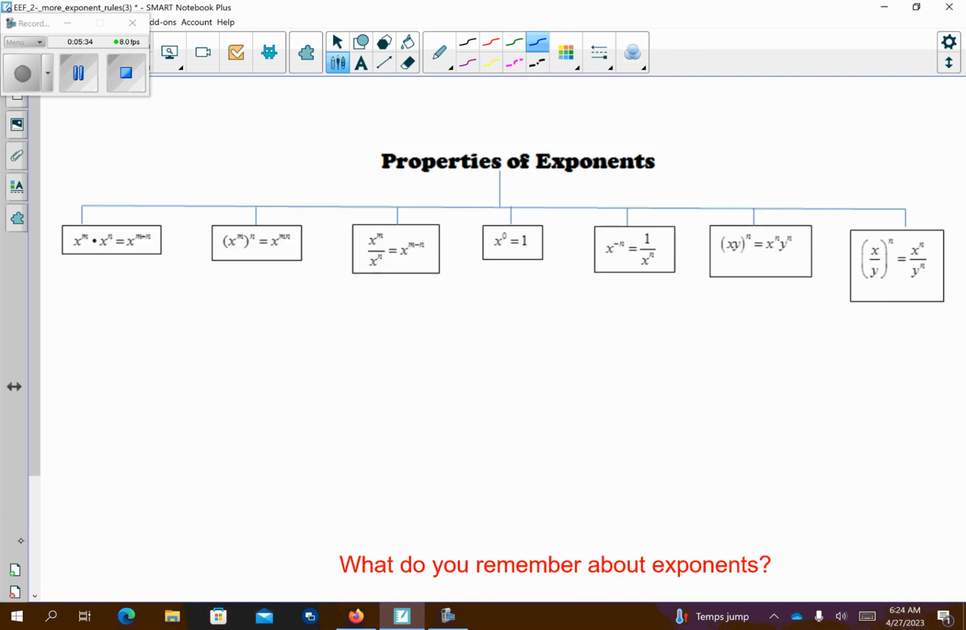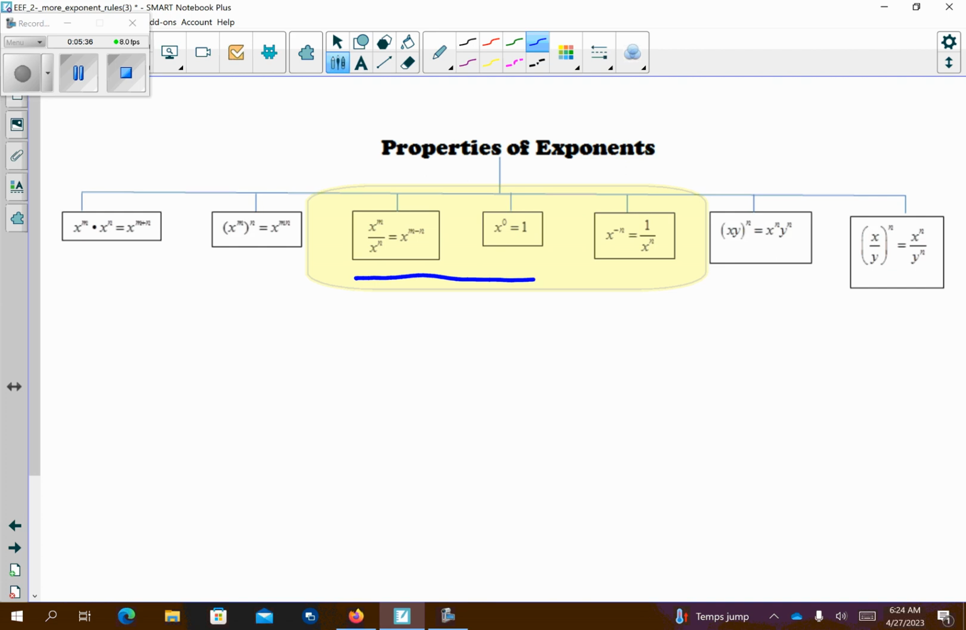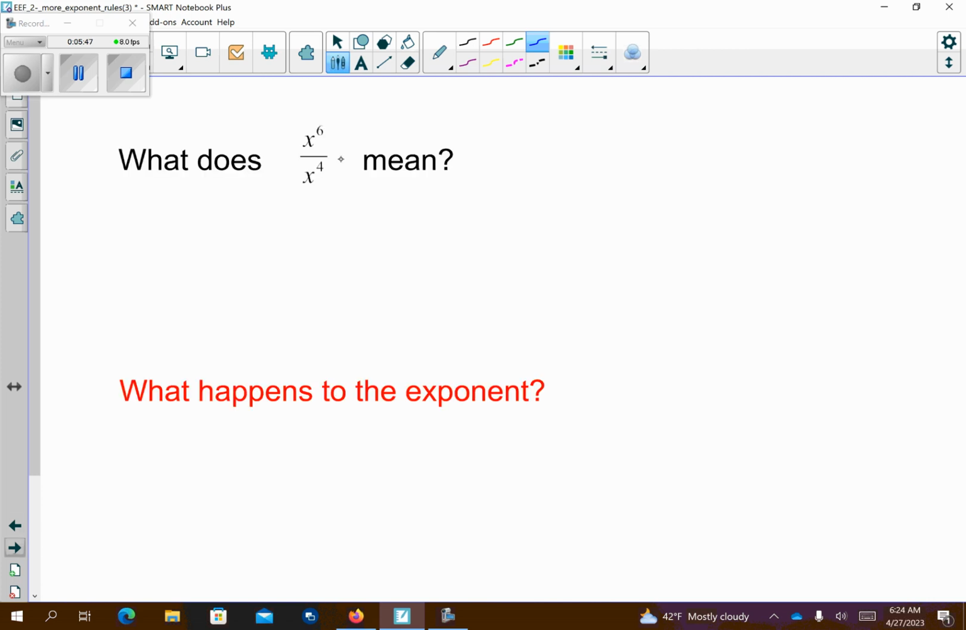Okay, so those are all the rules. We're going to focus on these three: power to a power, when I have a fraction, when I have something raised to the 0 power, and if I have a negative exponent, what happens, okay?